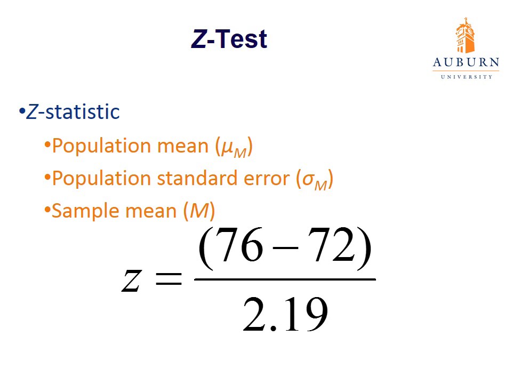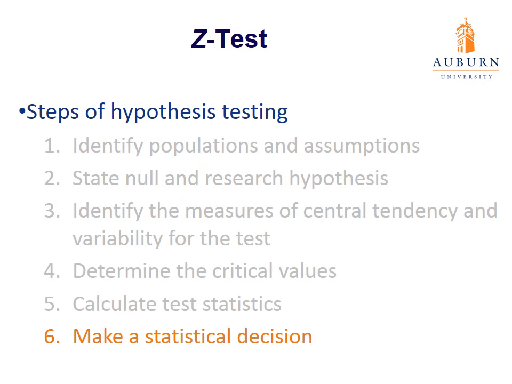So we plug in those numbers and we get 76 minus 72. So performance with the new training is 76. We always start with the mean of our sample. We then subtract the mean of the population, which was 72, and we divide by our standard error of 2.19. That gives us a z-statistic of 1.83. So we can take that z-statistic, our test statistic, and we can now make a statistical decision.